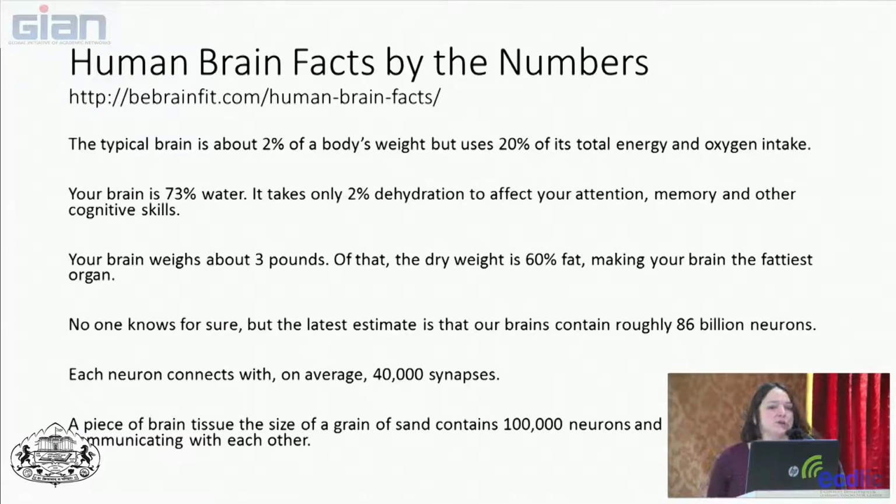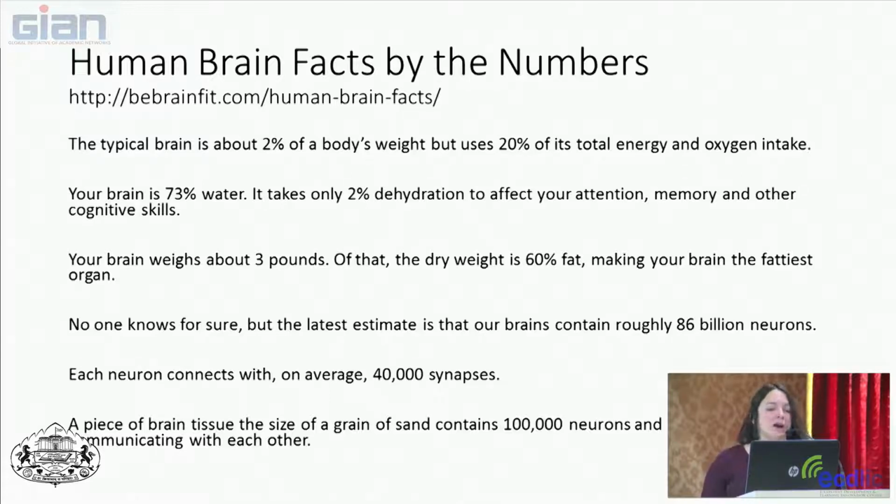So I wanted just to start with some human facts of the brain by the numbers. The typical brain is about 2% of the body weight, but it uses 20% of the total energy and oxygen of the body. So it's actually a very important organ. Your body puts a lot of energy and oxygen into it. The brain is 73% water, but it only takes about 2% dehydration of your body for your attention, your memory, and your other skills to start being affected by this dehydration.